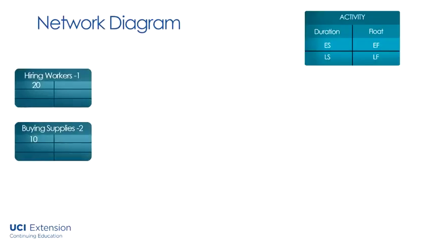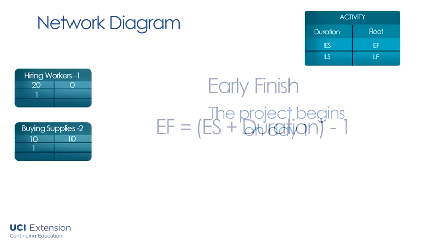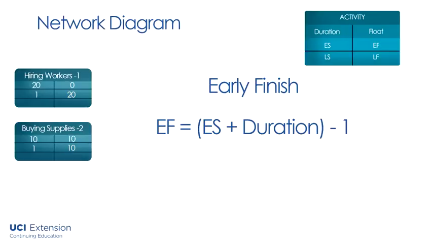On the first activity or activities, because there could be more than one task which occurs at the start of the project, the early start is 1. The project begins on day 1. To calculate your early finish, you take your early start and you add your duration and then subtract 1. EF, or early finish, is equal to your early start plus duration minus 1.